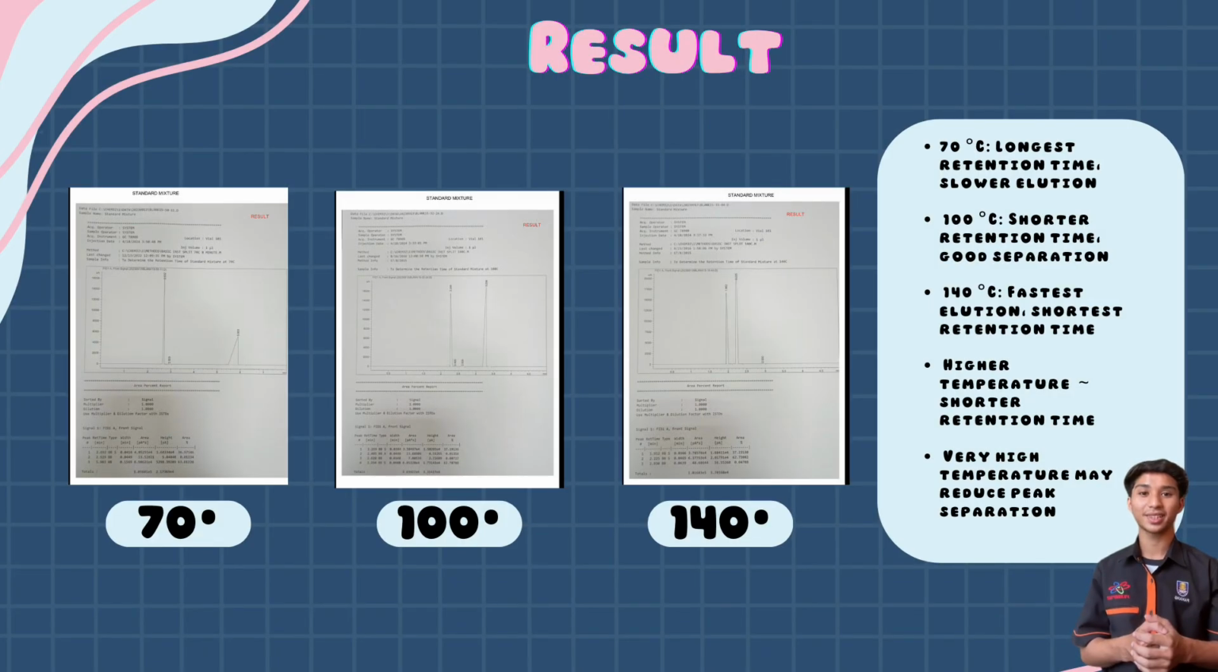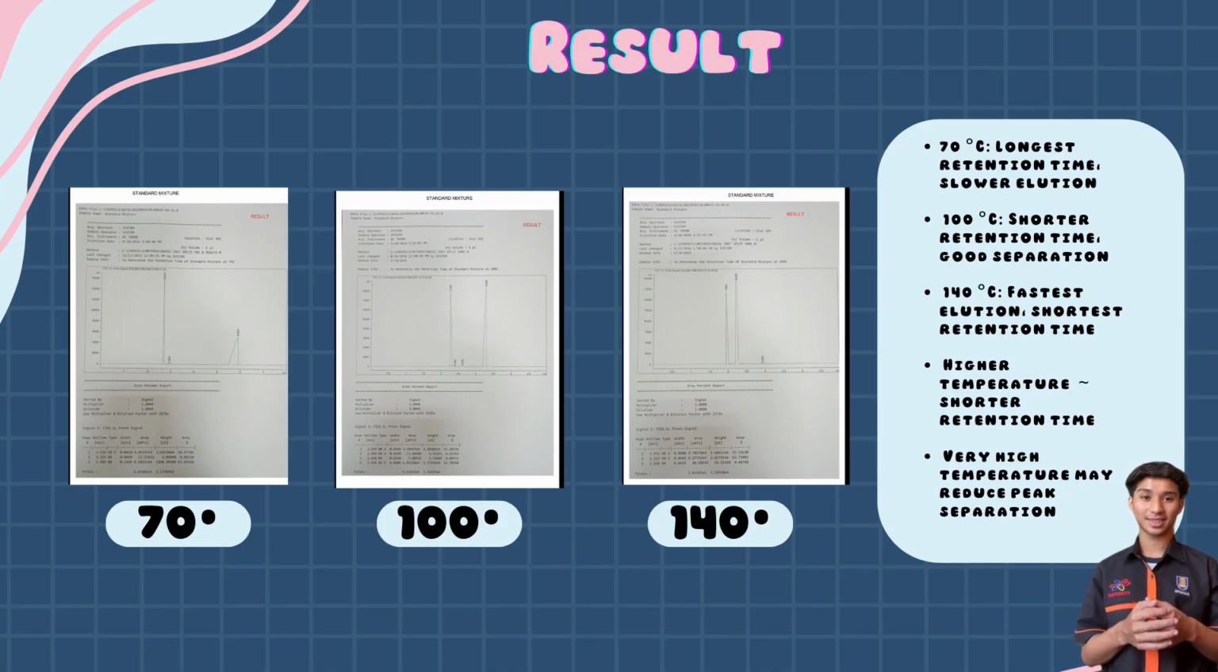Lastly, the result for the effect of column temperature on the mixture. We also studied how column temperature affects the separation of the mixture. At 70 degrees Celsius, the compounds had the longest retention times and moved slowly through the column. This allows good separation but takes longer.